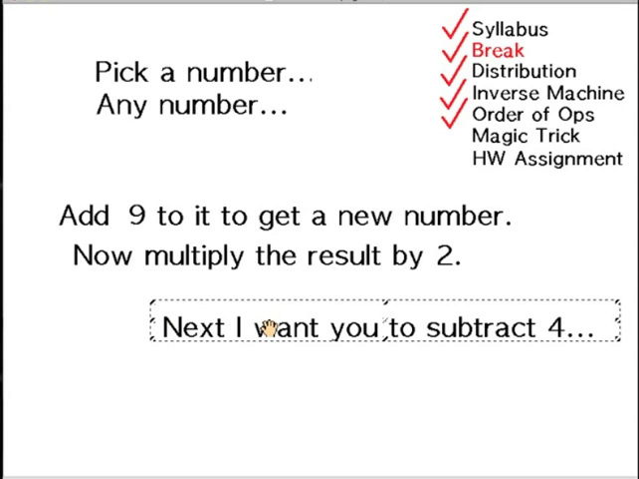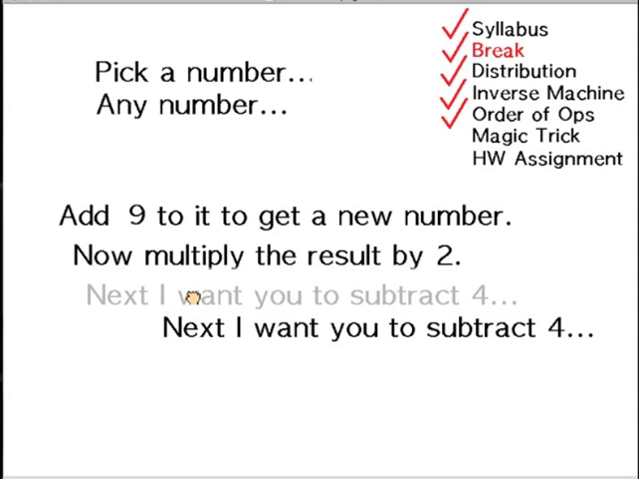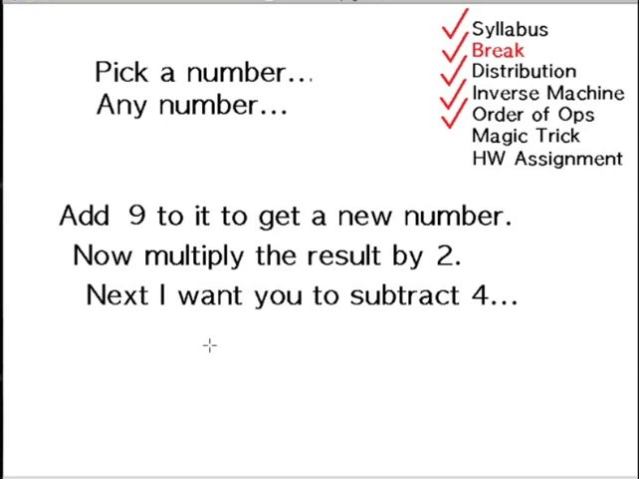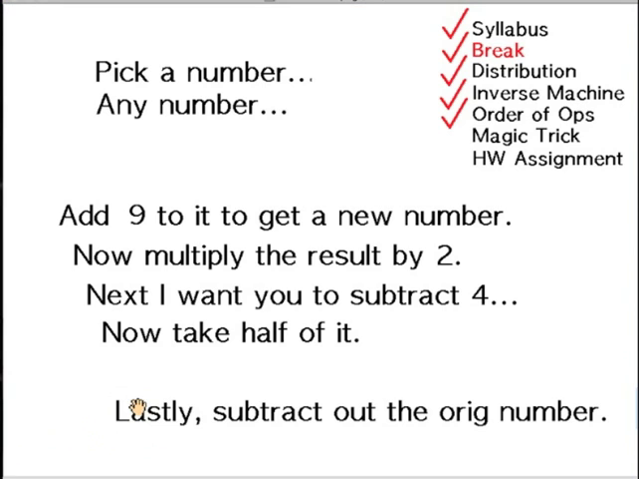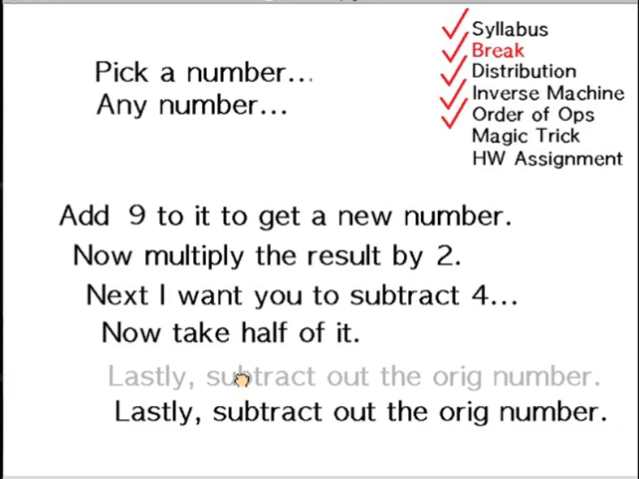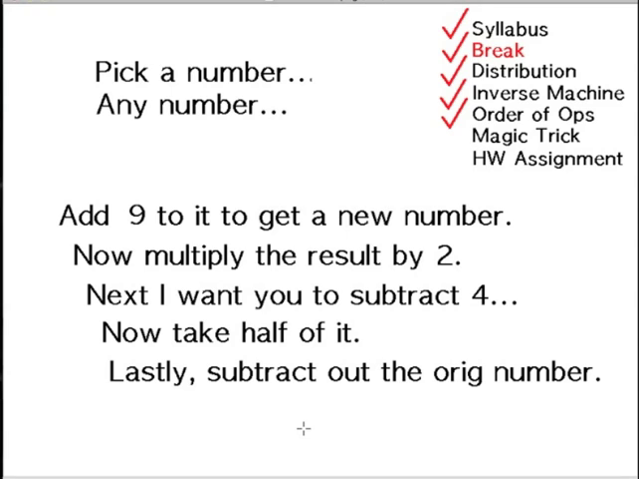Next move is I want you to subtract 4 from whatever number is currently in your brain. Subtract 4. Keep in mind there's 30 people doing this, and they all probably began with different numbers. Next, after subtracting 4, I want you to take half of whatever's in your mind. In other words, divide it by 2. Okay, are you with me? We have one more move. I want you to subtract out the original number.